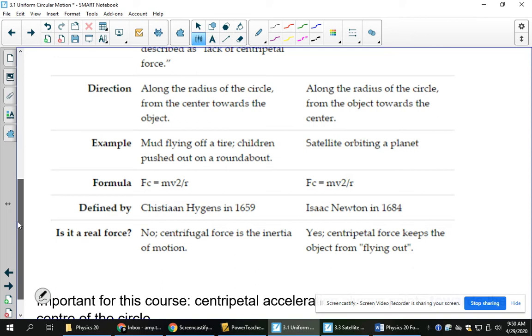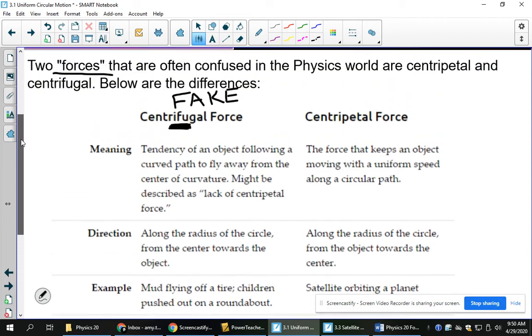The formula for this, it's not really a formula for this. It is the formula for centripetal force, which is a real force. But lots of times people will use this formula incorrectly and think they're calculating centrifugal force. It was defined by Christian Huygens in 1659. And is it a real force? No. It is the inertia of motion, the tendency of an object in a circle to keep wanting to do what it's doing.